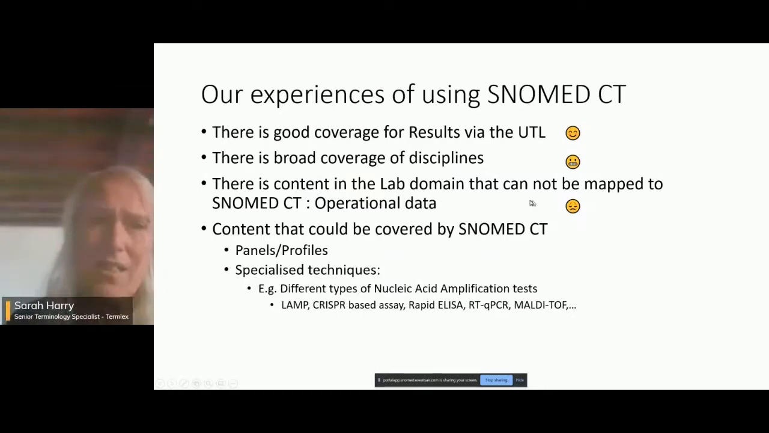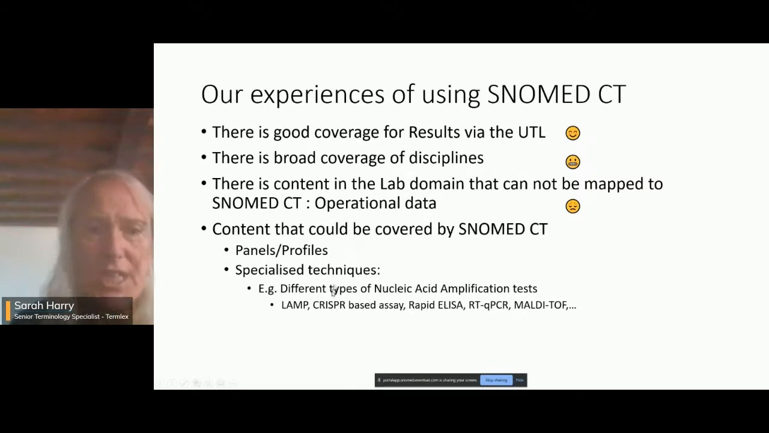There is content in the lab domain, as we've been able to see, that can't really be easily mapped to SNOMED CT, and there's operational data and patient demographics and the rest. So there is content that may be problematic. What we could cover in SNOMED and expand upon are things like panels and profiles. There is, as I say, quite a lot of content in the procedure hierarchy for request types, but it's not been elaborated. It's not well structured. It's reliant on local interpretations of what those things mean and what those things include. There's certainly a lot more scope to define editorially what these panels and profiles consist of.